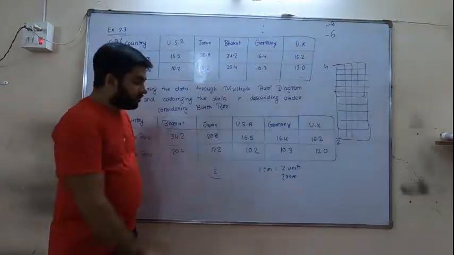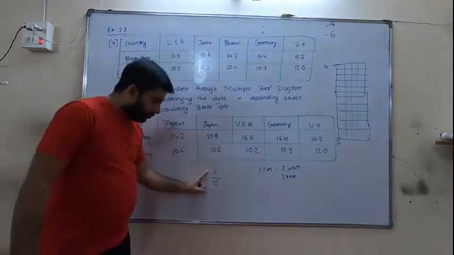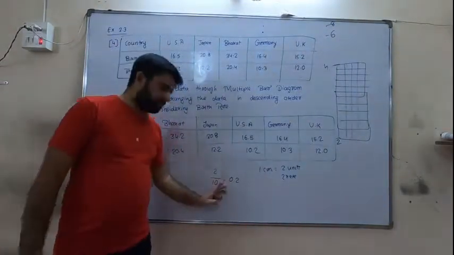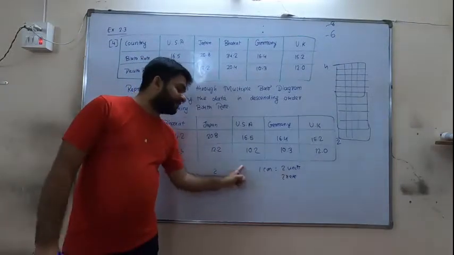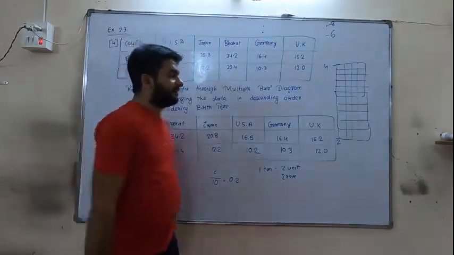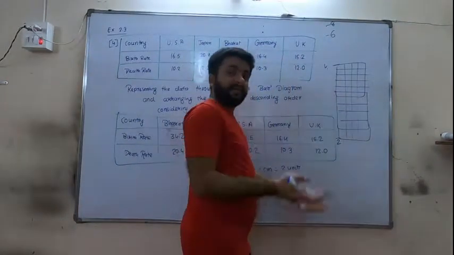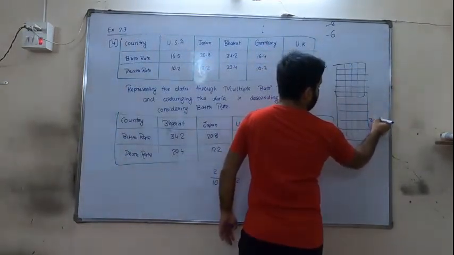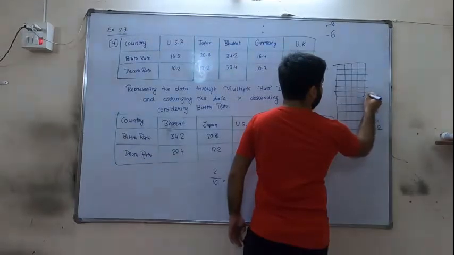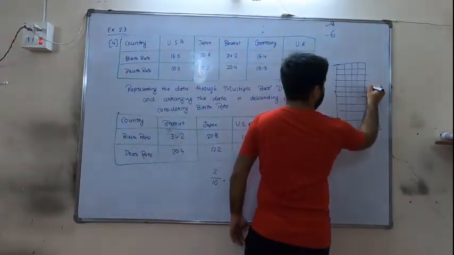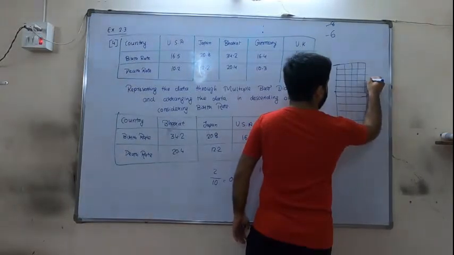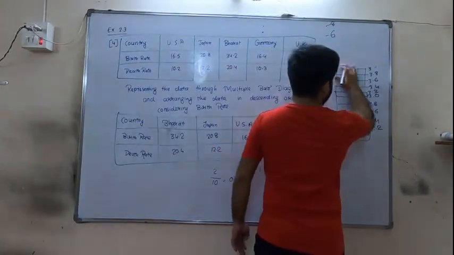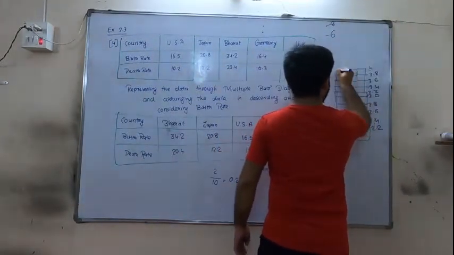divided by your gap, which is 10. 2 is your unit, gap is 10. So each line will have a gap of 0.2. Now what I mean to say is that from 2 to 4, in between, the points are scattered like this: the first point is 2.2, then 2.4, 2.6, 2.8, then here 3.0, then 3.2, 3.4, 3.6, 3.8, and exactly 4.